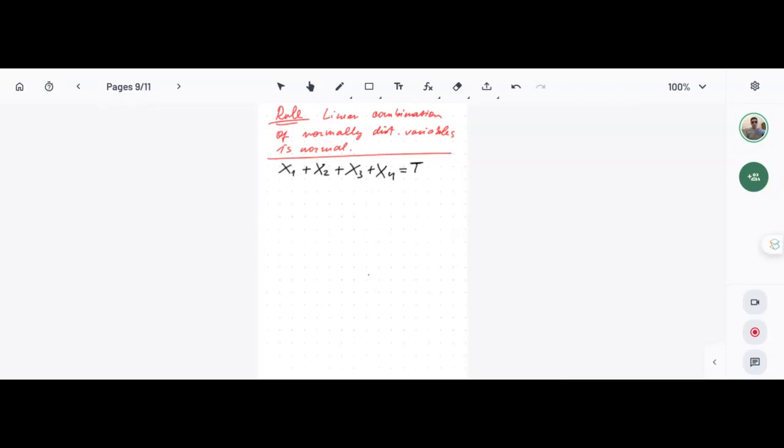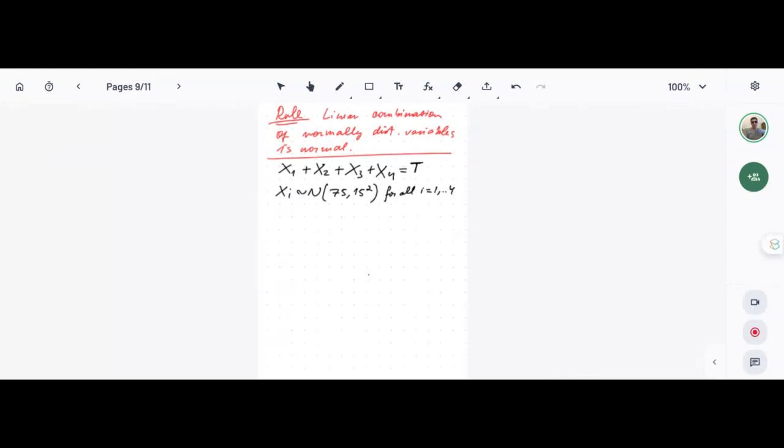Let me call it T. This is the total. And obviously this T is a random variable itself. So I know that Xi is actually normal, mean is 75, and standard deviation is 15. So it means that the variance is equal to 15 squared. So usually we write mean first, and second we write the variance. So for all i equal to 1 up to 4, right?